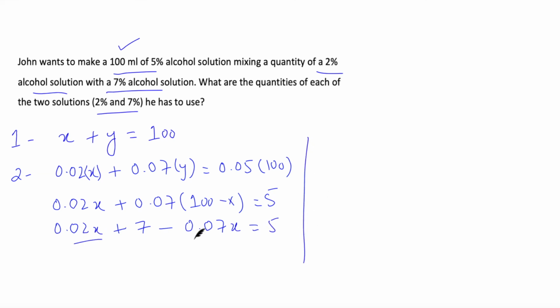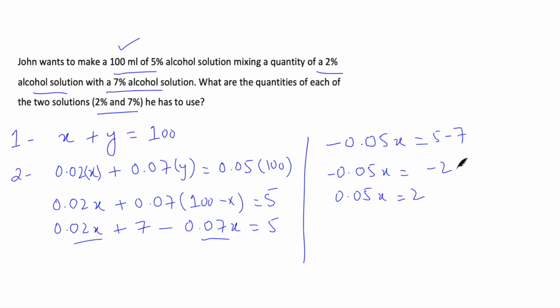Now just combine the like terms. We have this x and this x. So 0.02 minus 0.07 is minus 0.05x equals 5 minus 7, which is minus 2. Okay, minus 0.05x equals minus 2. Now the minus sign is on both sides. We can easily cancel this out. We are left with 0.05x equals 2.